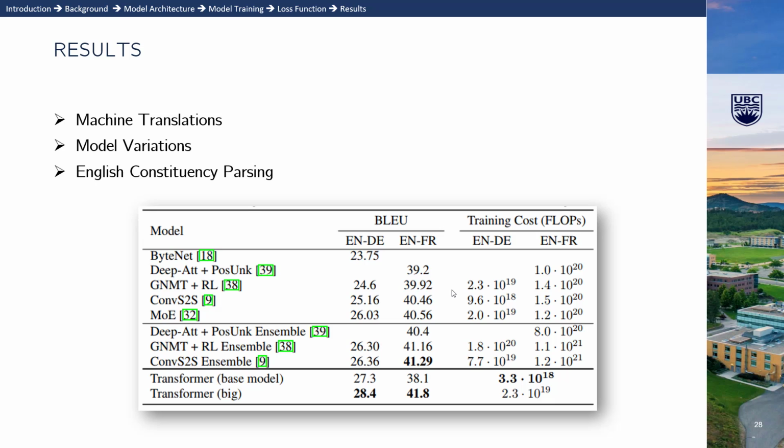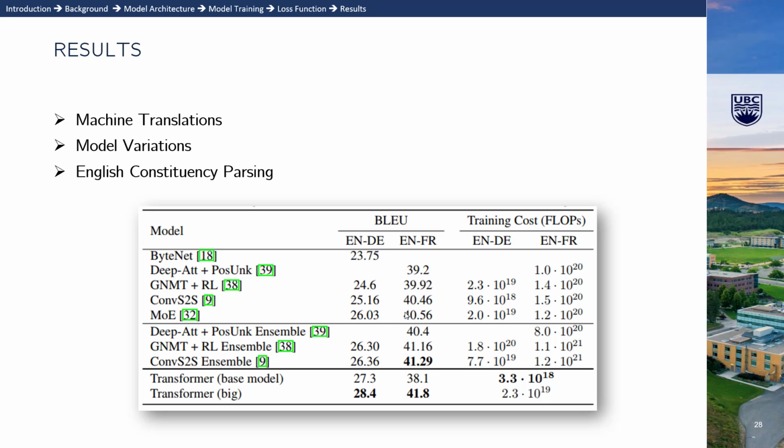The results were divided into 3 different sections. One is machine translation, another is model variation, and another is English constituency parsing. In this table, we are showing the result for the machine translation. On the WMT 2014 English to German translation task, the big transformer model outperforms the best previously reported models, including the ensembles, by more than 2.0 BLEU score. It established a new state-of-the-art BLEU score of 28.4. Training took almost 3.5 days on 8 P100 GPUs.